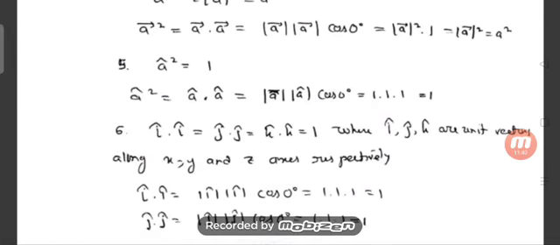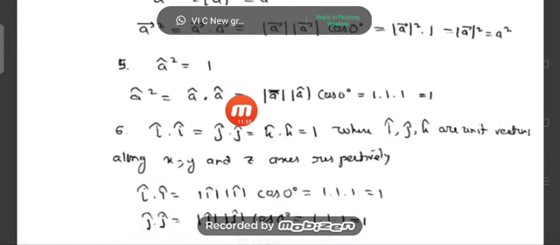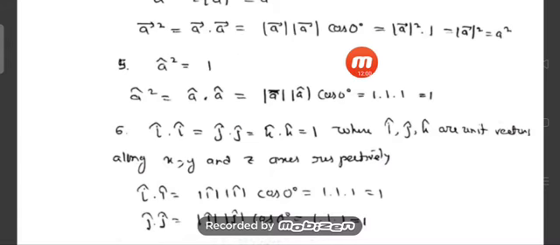Now the next property, number 5. A cap square is equal to 1. What does A cap represent? A cap means, symbolically we know, A cap is the unit vector in the direction of A bar. So if we square it, the square of a unit vector leads to 1. Let us do the proof. A cap square can be written as A cap dot A cap. So by definition of dot product, it will be equal to what? Modulus of A cap, modulus of A cap, cos of angle 0 degree. And we know A cap is a unit vector, so its magnitude will be 1. This is also 1.